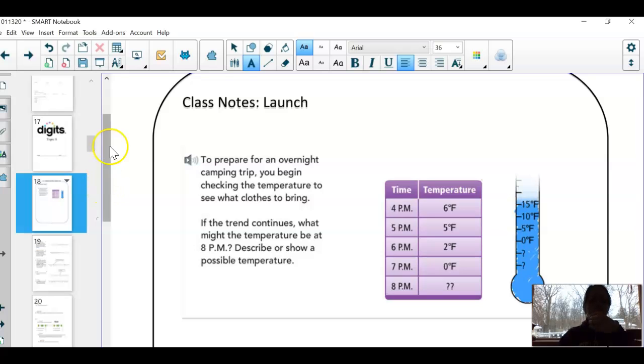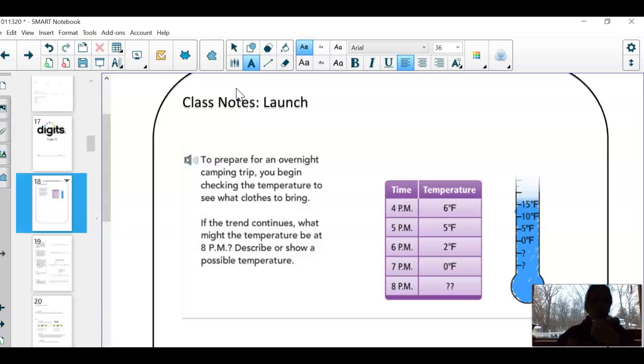Okay, so let's go ahead and look at the launch question. Remember that anytime you are actively taking notes or when you are writing an answer, you should pause the video. Okay, recuerdas cuando tú estás escribiendo tus notas o tú estás encontrando la respuesta, necesitas pausar el video.